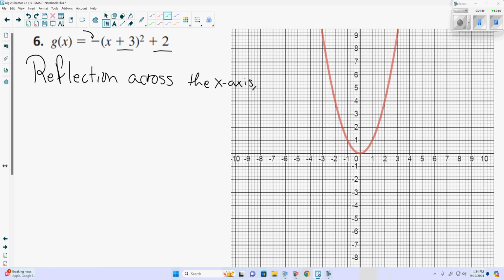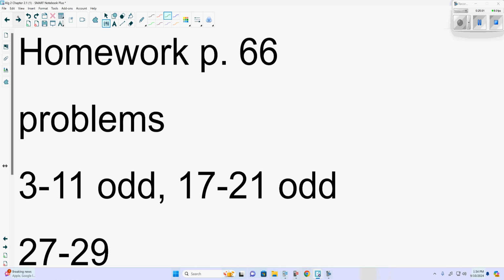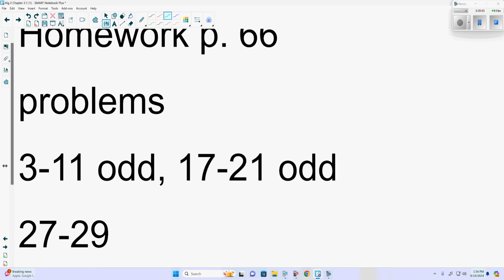Plus 3 inside would be left 3. And lastly, plus 2 outside is up 2. And that's it. Questions on this here? Are you ready for the next one?